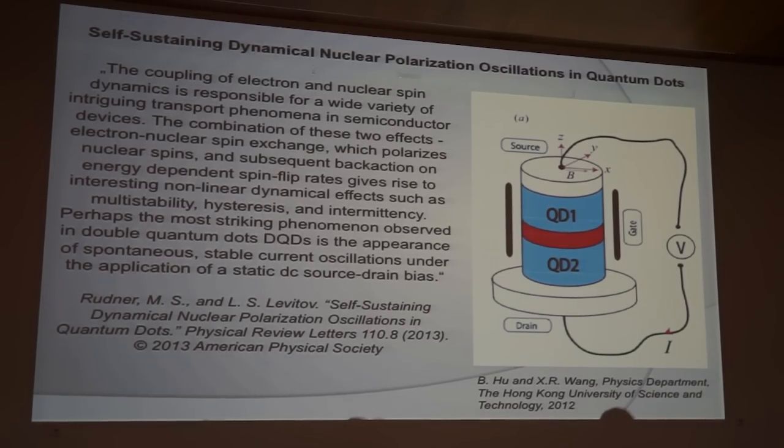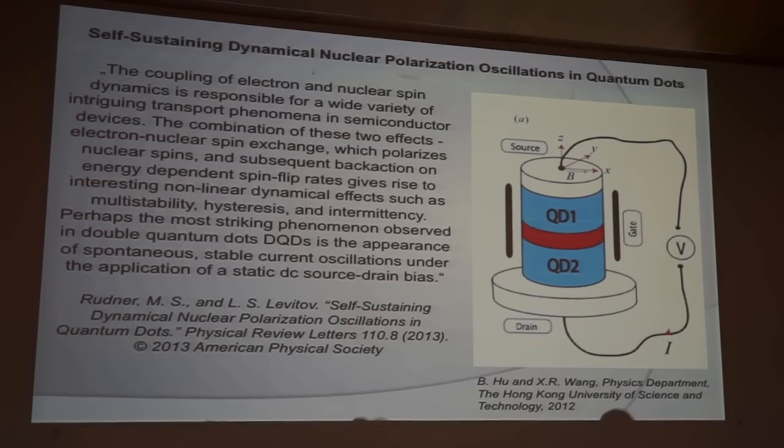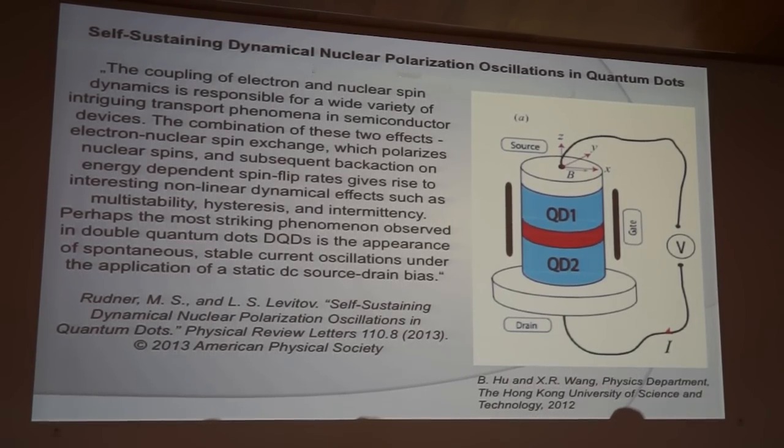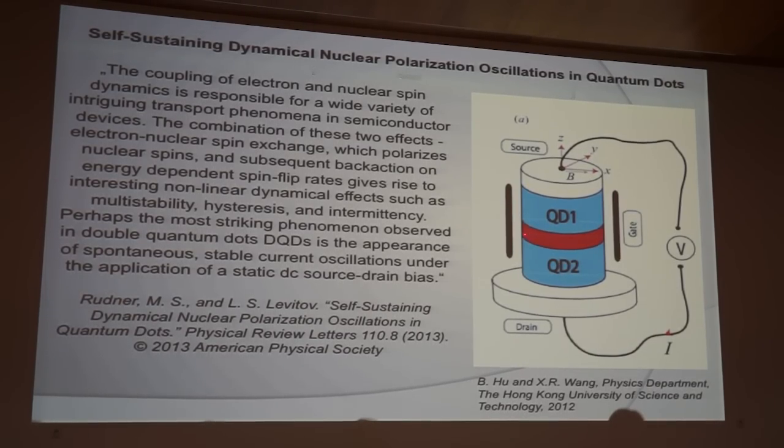Perhaps the most striking phenomenon observed in double quantum dots is the appearance of spontaneous, stable current oscillations under the application of a static DC source drain bias. Now, what you see on the right are two quantum dots in blue, separated by a tunneling barrier in red. And if a static source drain bias is applied, you get these steady current oscillations.